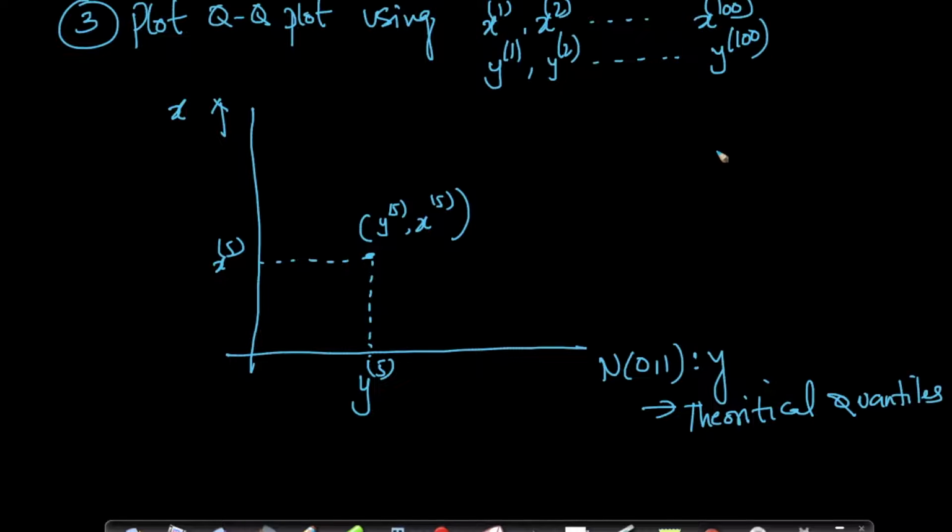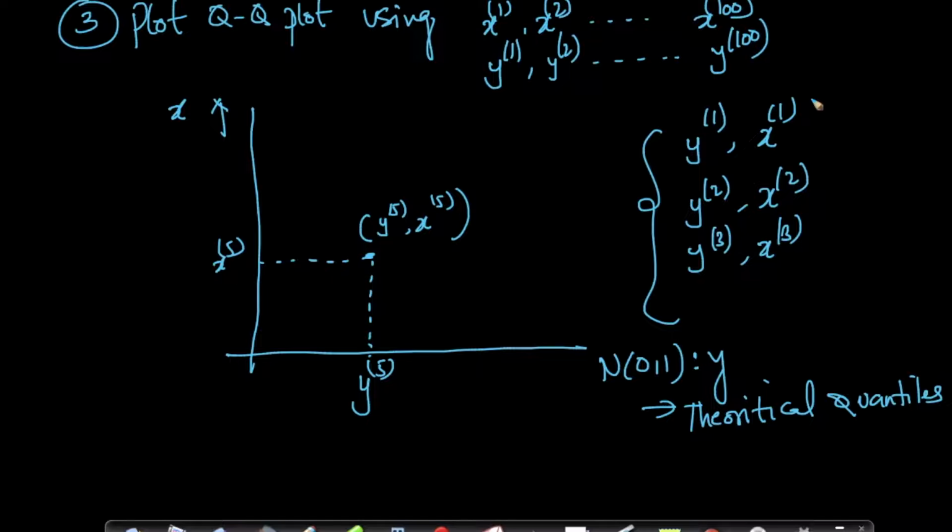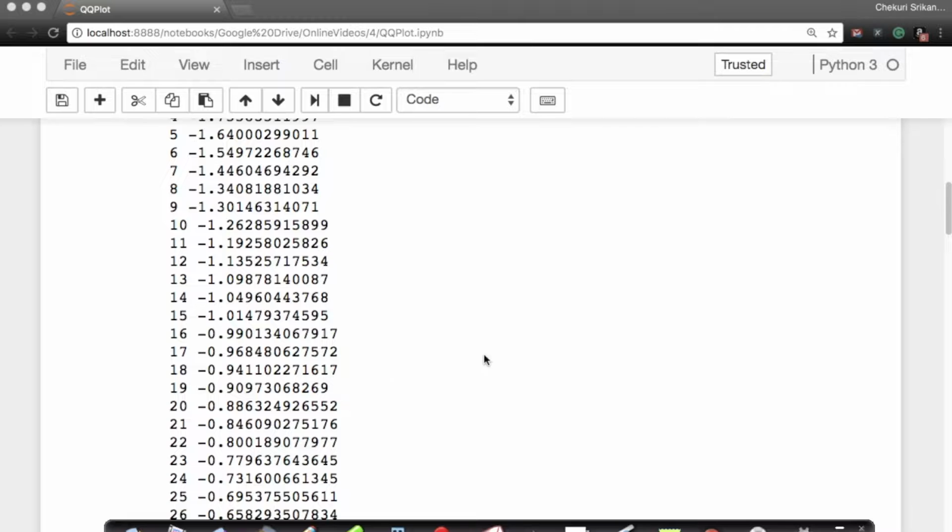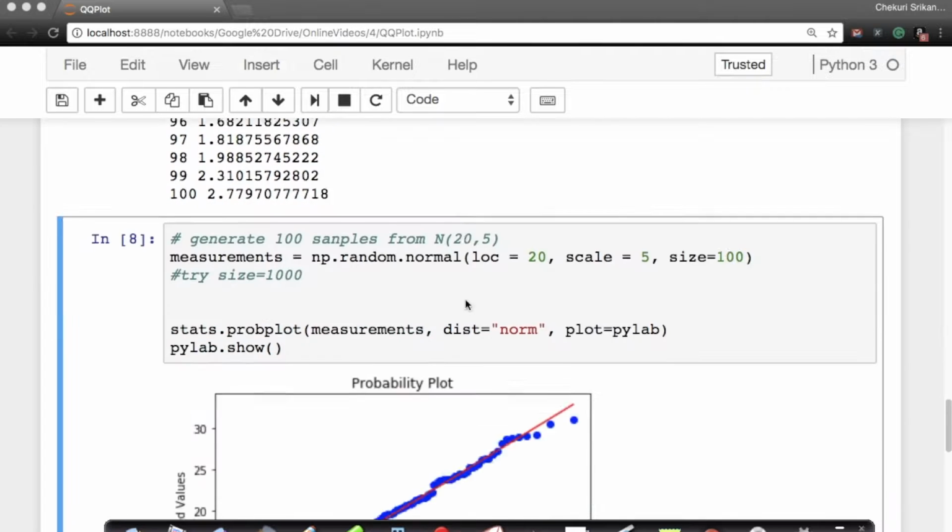Similarly, I'll plot 100 points such that my x-axis is y1 and my y-axis is x1. I've swapped these two random variables, but that's okay. Similarly, y2 and x2, y3 and x3. I get 100 such pairs, and I'll plot all of those points in this plot. Now, let me show you an actual output so that you'll understand it better. Let me go here.